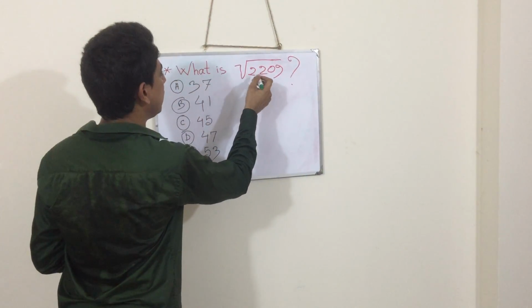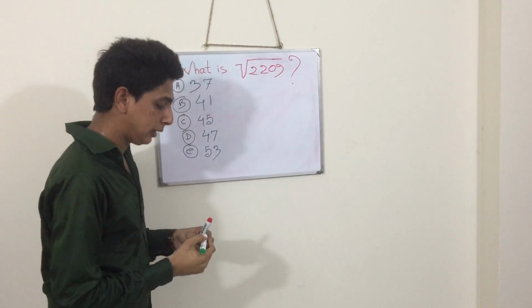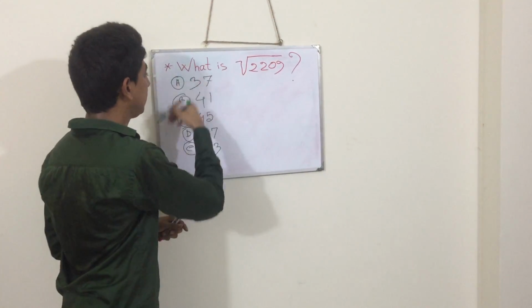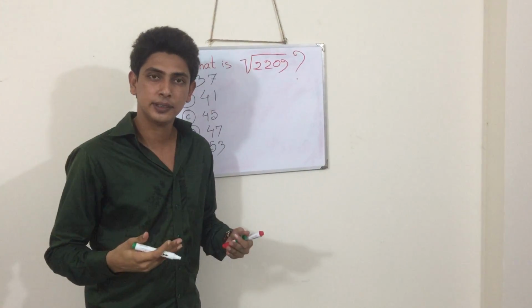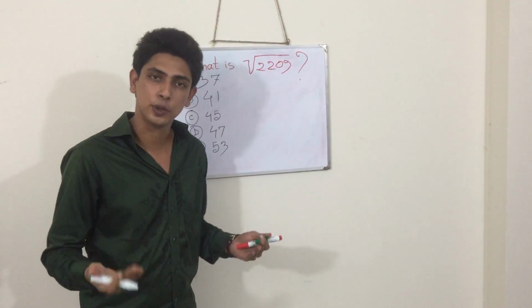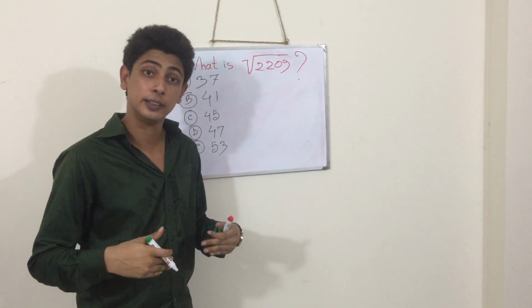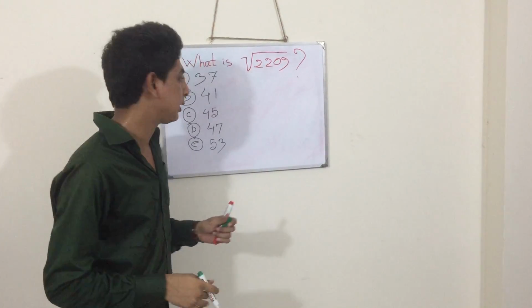What is the square root of 2209? So we have 5 answers here, and we are considering the answers as the assets. Now just use your basic sense and general logic to find the answer in the quickest possible way and in the right way, so that you can answer the question correctly.